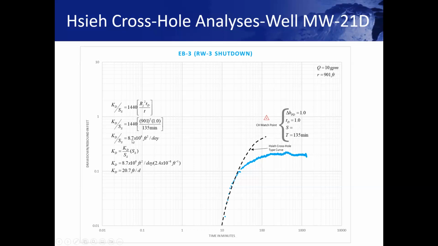In this case, it's 8.7 times 10 to the 6 feet squared per day. And then to get the directional hydraulic conductivity, you multiply by the specific storage, which I mentioned earlier, 2.4 times 10 to the minus 6. And you get directional hydraulic conductivity. It's basically between this well, the pumping well that is, and this well, which is 901 feet away. We're calculating that the average hydraulic conductivity along that pathway is 20.7 feet per day. And for every well we monitor, for every aquifer test, we get this calculation.